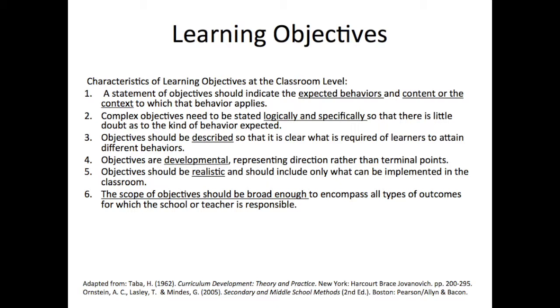Three, objectives should be very descriptive and clear as to what is required of the learner. Four, objectives tend to be developmental in nature. They represent direction rather than terminal points frequently. Five, objectives should be realistic and should include only what can be implemented and completed in the classroom. And lastly, six, the scope of the learning objectives should be broad enough to encompass all types of outcomes for which the school or the teachers are responsible.